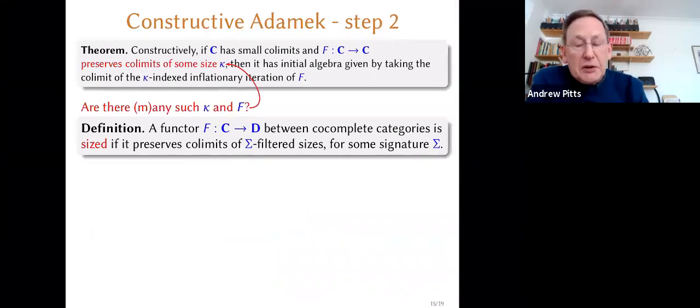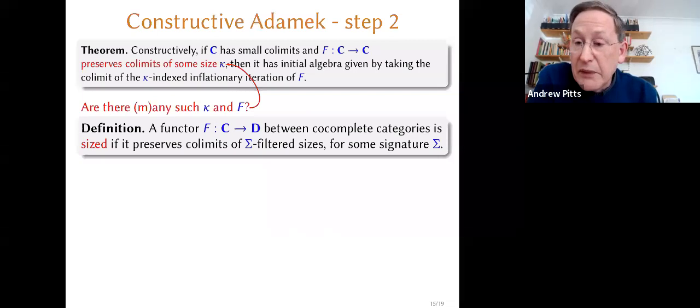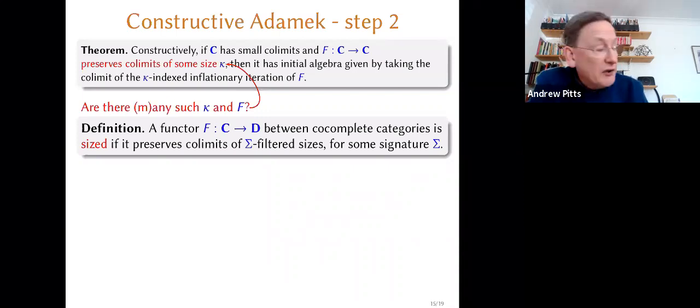So let's call an endofunctor between cocomplete categories in some constructive setting, say in an elementary topos with natural number objects and universes, sized if it preserves colimits of any sigma filtered size. So whenever you have a size which is big enough, in the sense that it has upper bounds for arities coming from the signature sigma, a sigma filtered size, I would like F to preserve colimits over that size. And if that's true for some signature sigma, then I'll say that F is a sized functor.